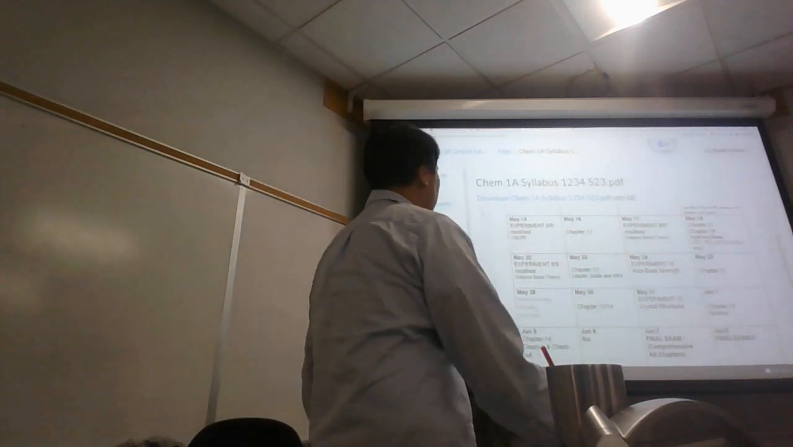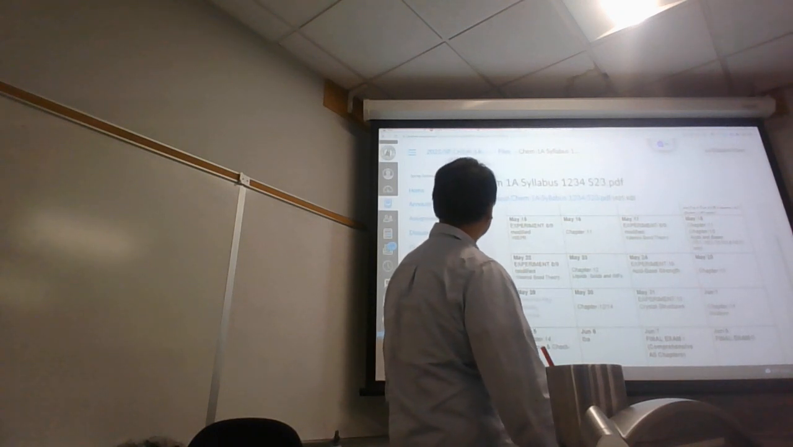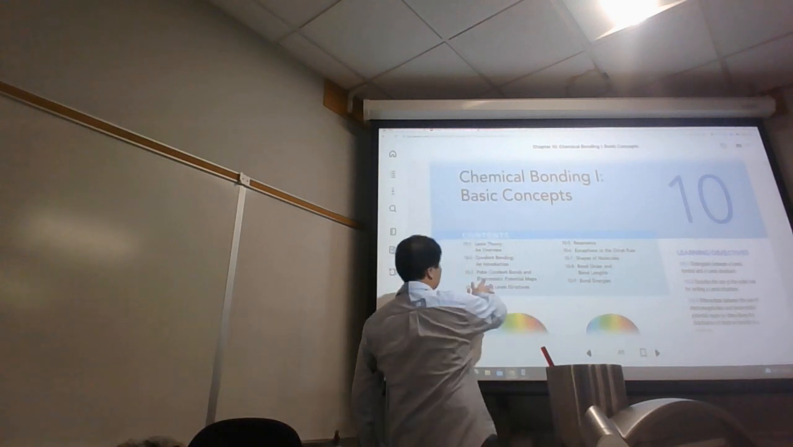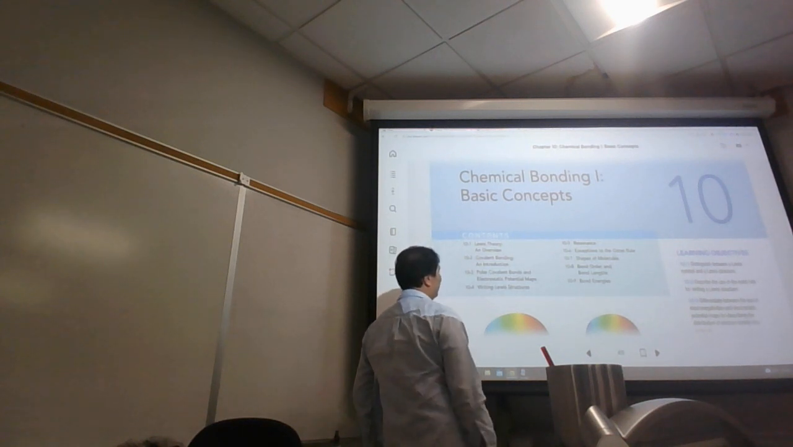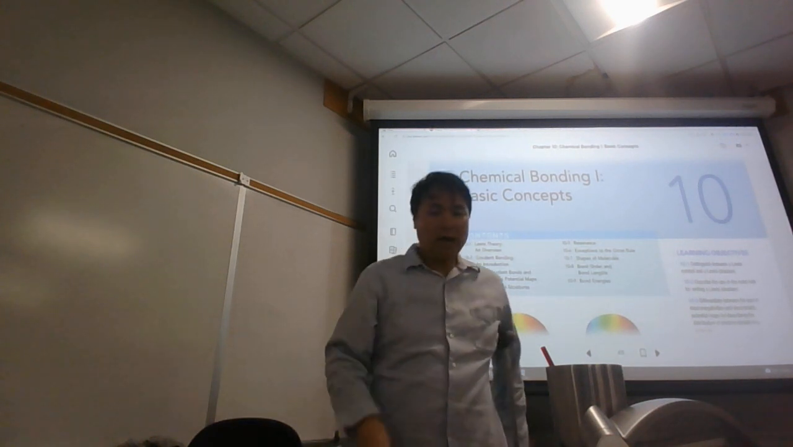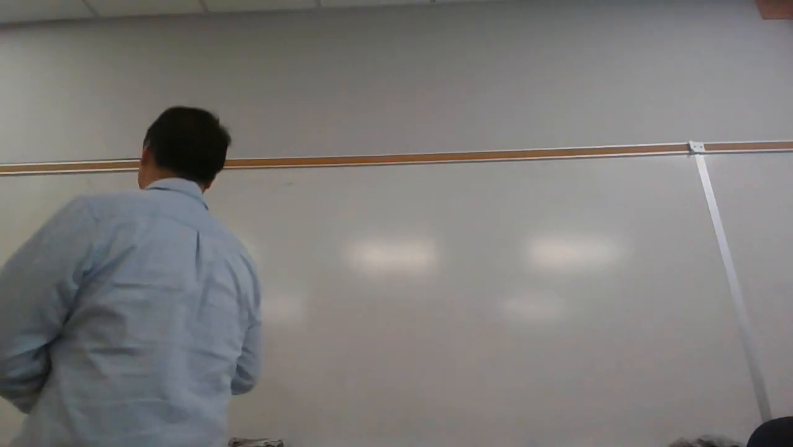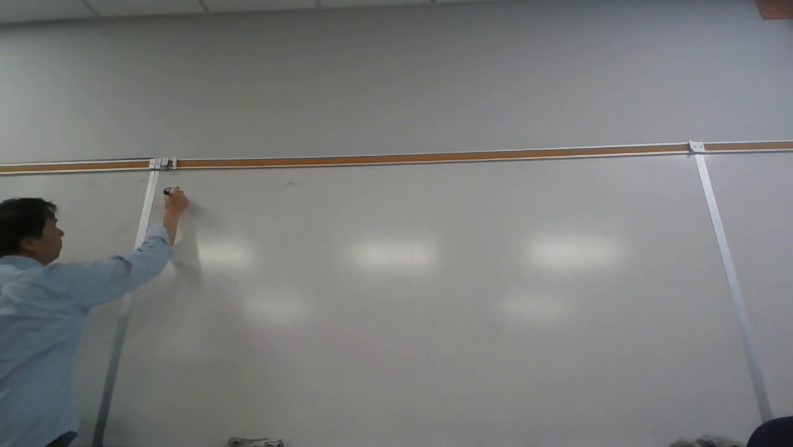All right, so what we're going to do today is work on chapters 10 and 11. I'd like to finish up pretty soon. I've been mixing two topics, but we'll probably just go through this. Chemical bonding. Now, in chemical bonding, we have different types of bonds. What are they?